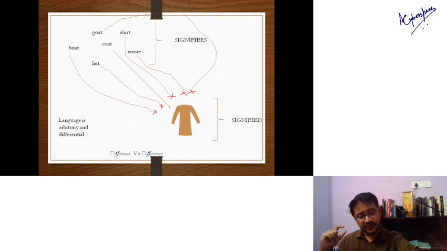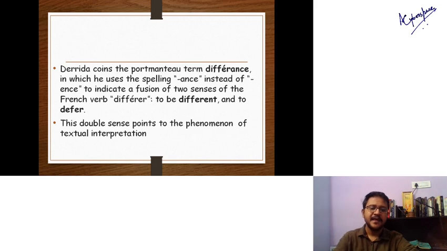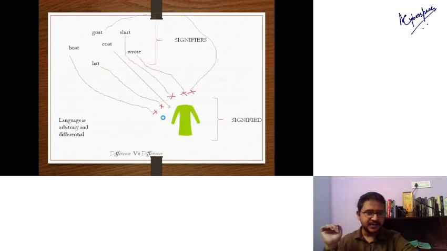Whenever I write or say "coat," what kind of coat do you think of? Is it this kind of coat, a green coat, or is it something else? Now, Derrida coins the word différance, right? And this différance creates a lot of problems for us. We arrive at this word in a very strange way. How? Let us go back to this.